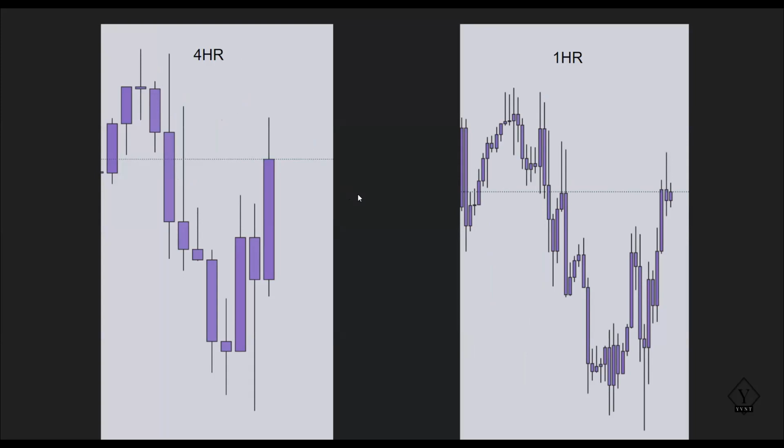But for now, I just want you to understand the difference between all these time frames. So here you can see that it's just price pushing up, right? That we can see.